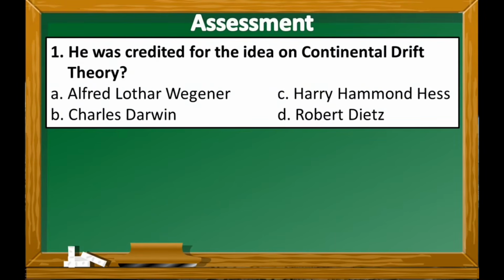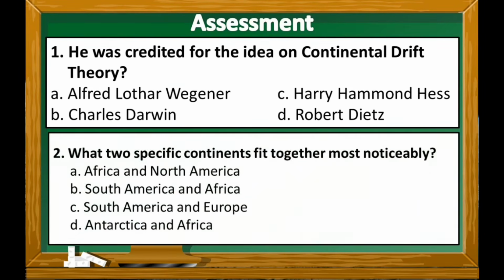Number 1. He was credited for the idea on continental drift theory. A. Alfred Lothar Wegener. B. Charles Darwin. C. Harry Hammond Hess. D. Robert Tides. Number 2. What two specific continents fit together most noticeably? A. Africa and North America. B. South America and Africa. C. South America and Europe. D. Antarctica and Africa.